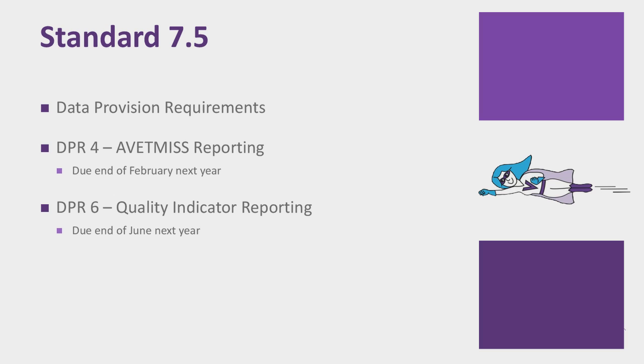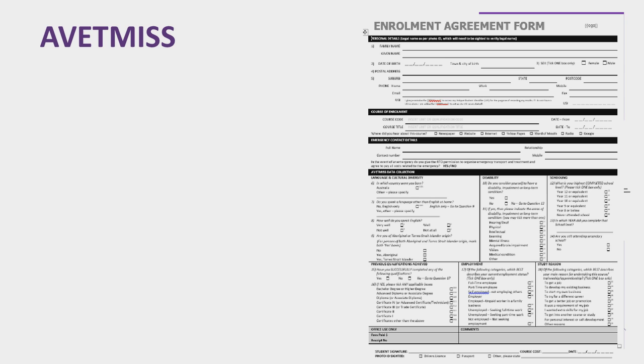DPR6 is your quality indicator reporting. Data provision regulation 6 is quality indicator, and they're not due till the end of June. We'll be going through that clause at the start of June, and I'll be going through the process on how to submit a quality indicator report in June. So nice and easy one. That one we don't have to worry about till later.